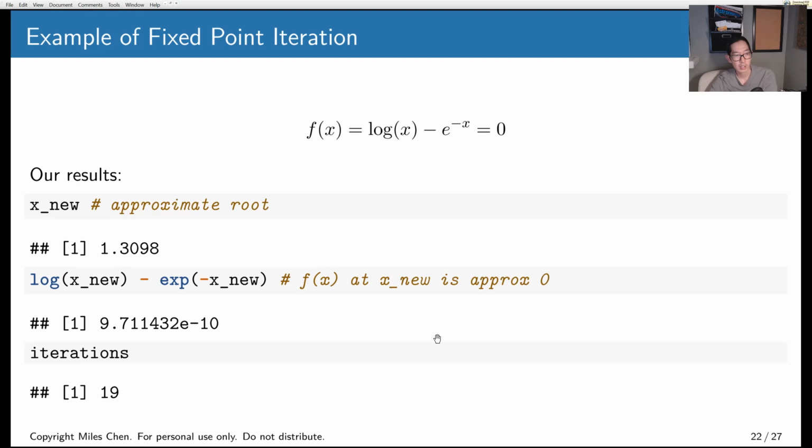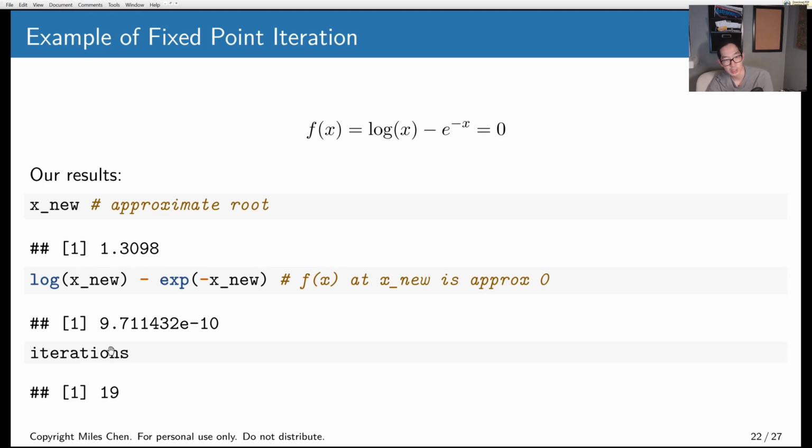So I'll go ahead and run it, and it says the result is 1.3098. That's my approximate root. And I can ask, is that really a root? Let me plug that in. If I do log of 1.3098 minus e to the negative 1.3098, I indeed get a value pretty close to 0. I get 9.7 times 10 to the minus 10, so not 0, but pretty close to it. So yeah, that seems to be an approximate root.